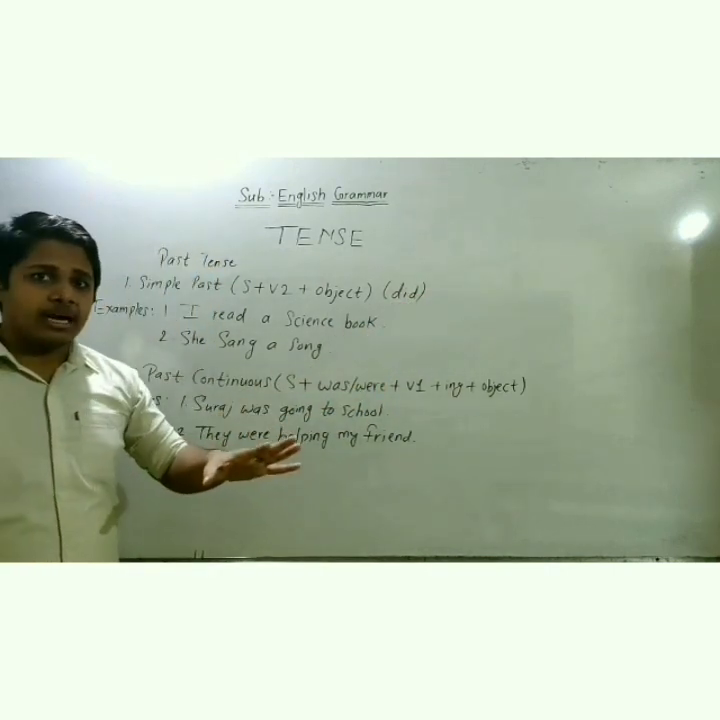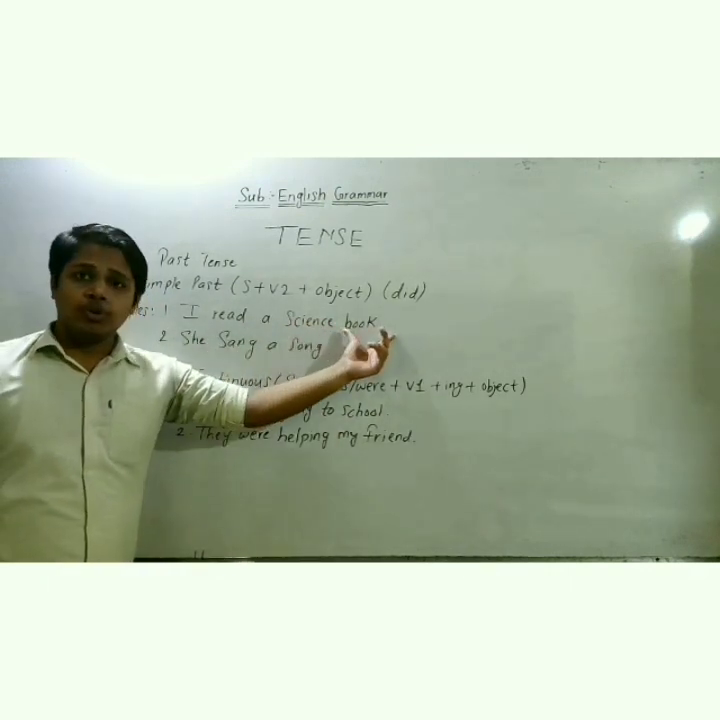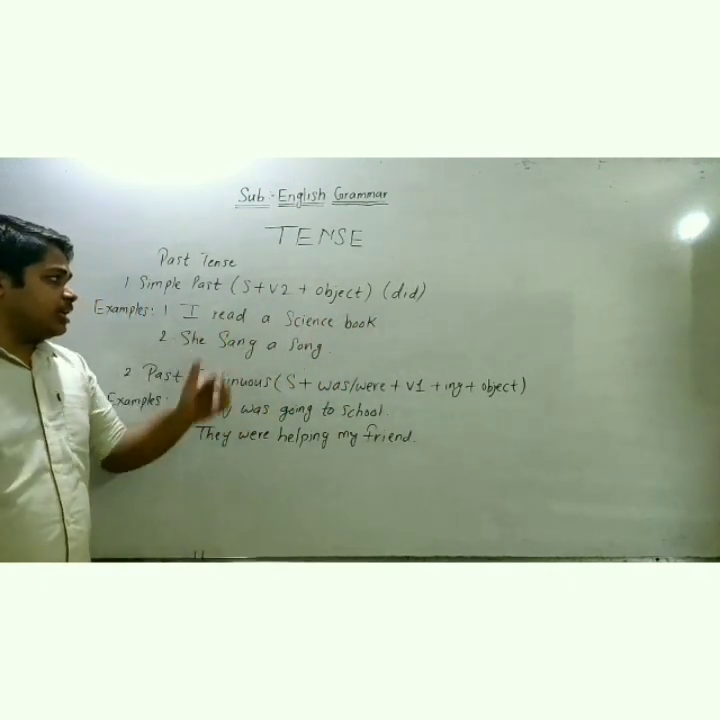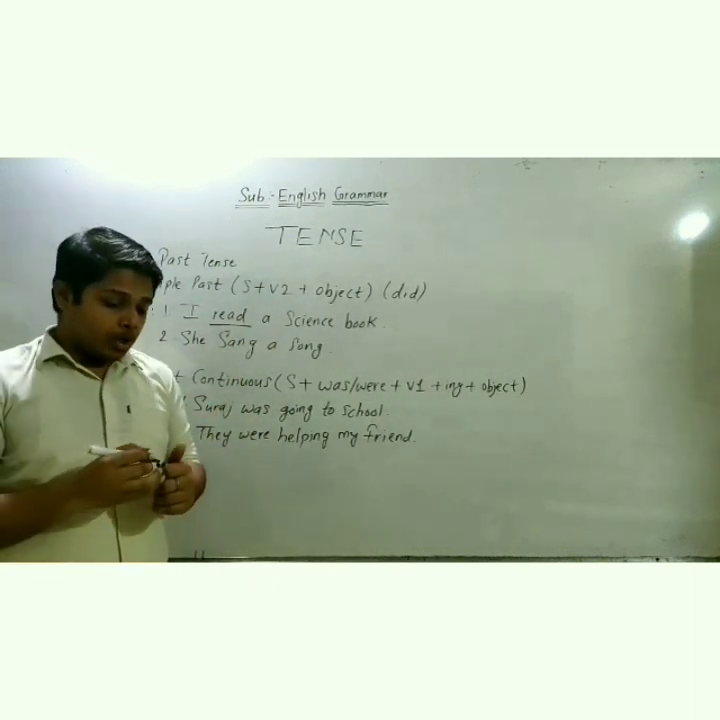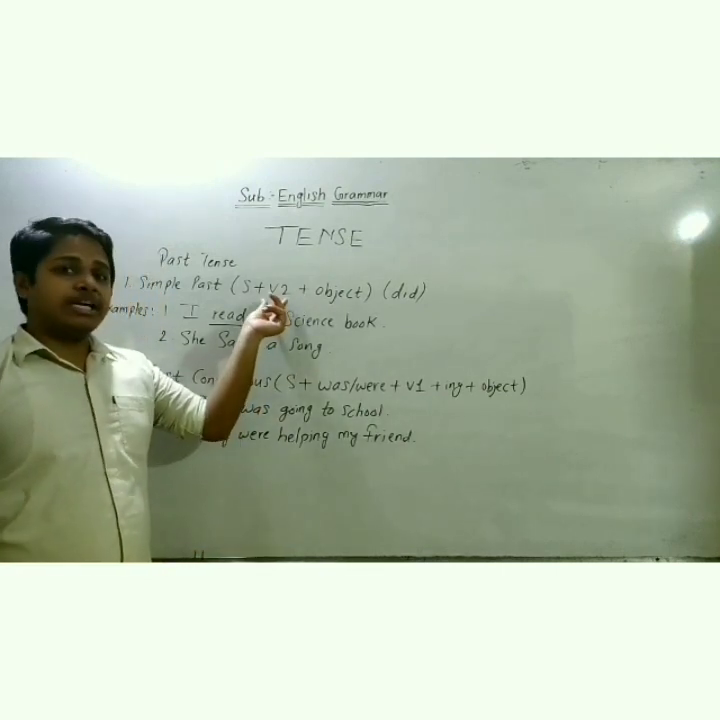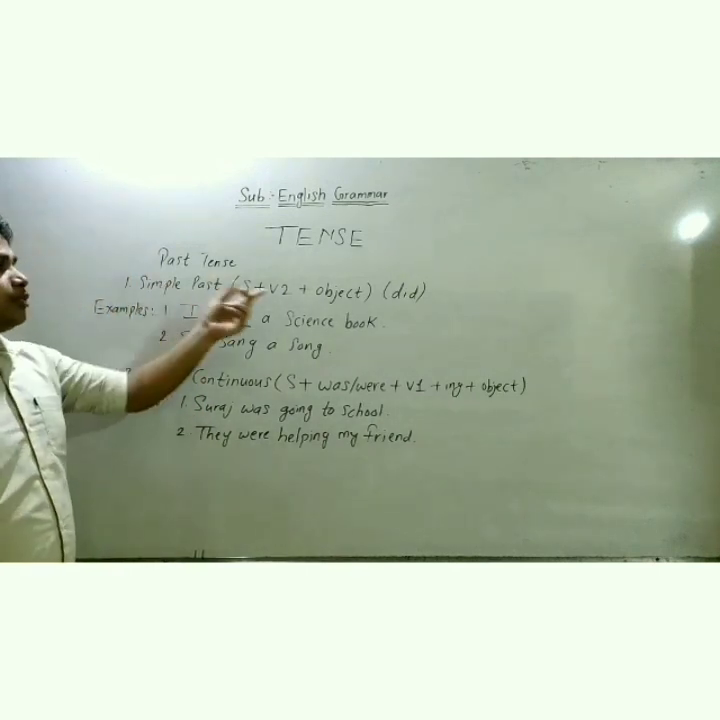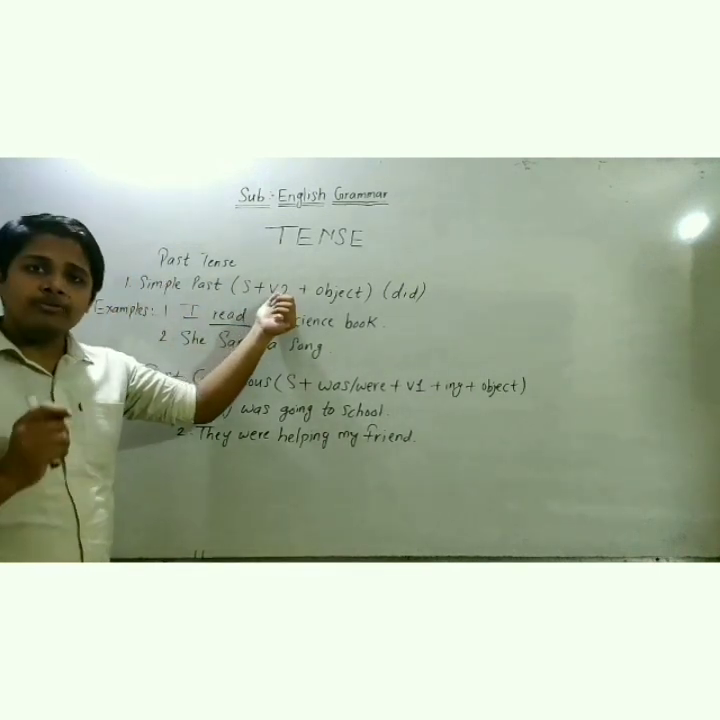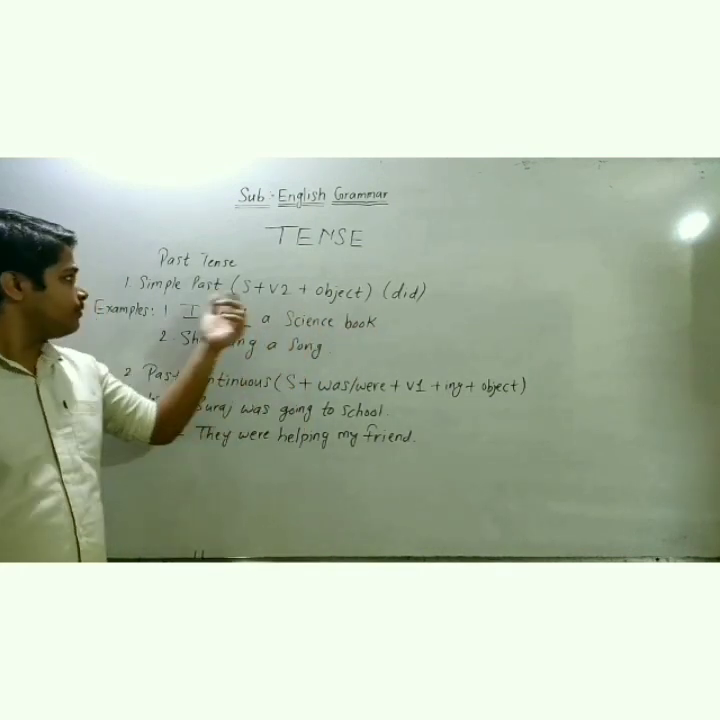So the first example for the simple past is: I read a science book. Here, as you see, read. I'll pronounce this word as red, because we are using the second form of the verb in simple past tense. So, I read a science book. This is the first example of simple past tense.